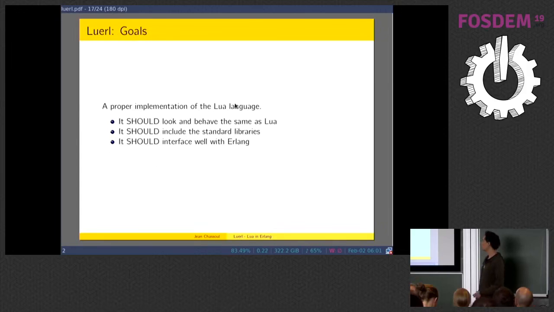The goal of Luerl is to give you a proper implementation of the Lua language. So what Robert Virding, the creator of Luerl, was looking for when he created this project, was not to build a language that is like Lua on the BEAM, but to give you the complete native Lua, but for this ecosystem.